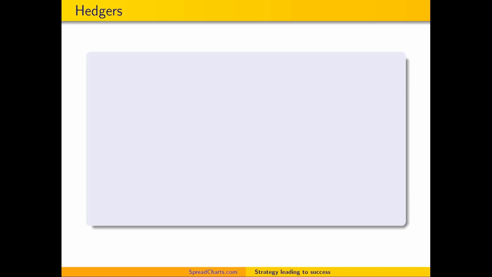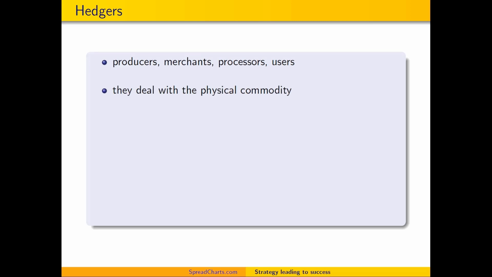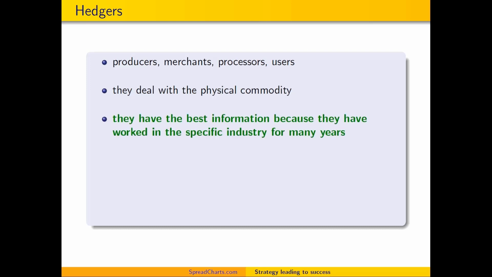The hedgers are the commodity producers, traders, manufacturers, and users. So people or firms that directly deal with the underlying physical commodity. They have been in the industry for many years, sometimes even generations. Naturally, they know the market very well and have the best information.